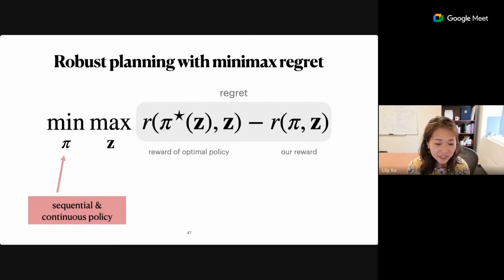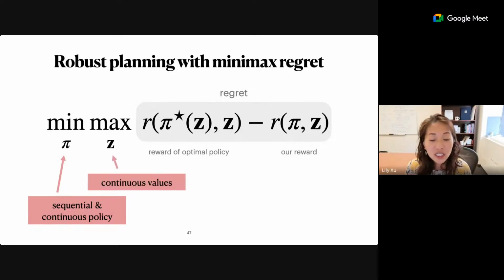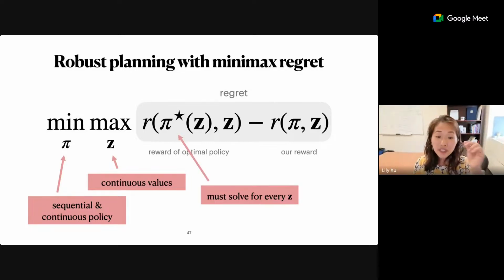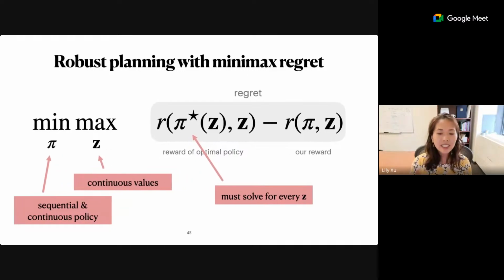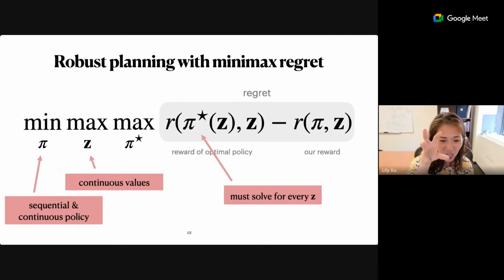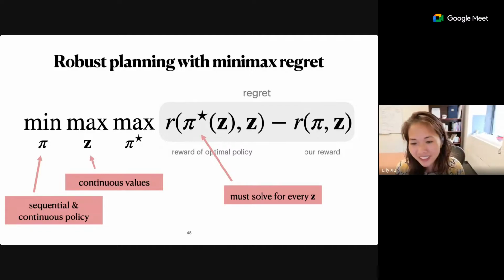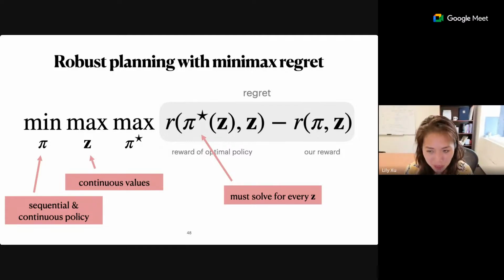This is a really difficult objective to solve for because pi is a sequential and continuous policy that maps states to actions. Our uncertainty space z can be many dimensions long and can also be continuous. So this is a large continuous action space. Furthermore, our regret objective depends on z. As we perturb z, the optimal policy pi star will change, because every little change in z means that there's going to be a different optimal policy. So this is really a min-max-max problem. There's an underlying maximization problem of finding the optimal policy. So this is a really hard and large search space.